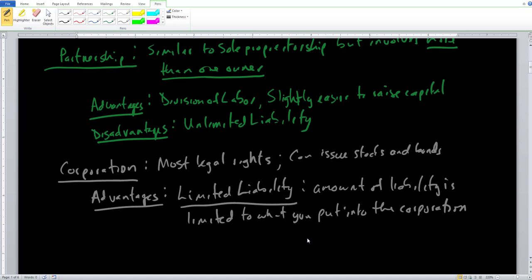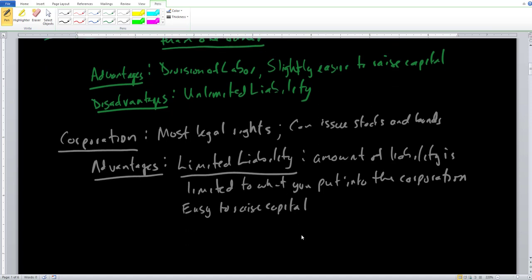As we also notice, another advantage is going to be a very easy time to raise capital. So we can put that here as well: easy to raise capital. And that's going to be done through these stocks and bonds. They're also going to have a much easier time if they want to go through the banks to get some type of loan. So another huge advantage there.